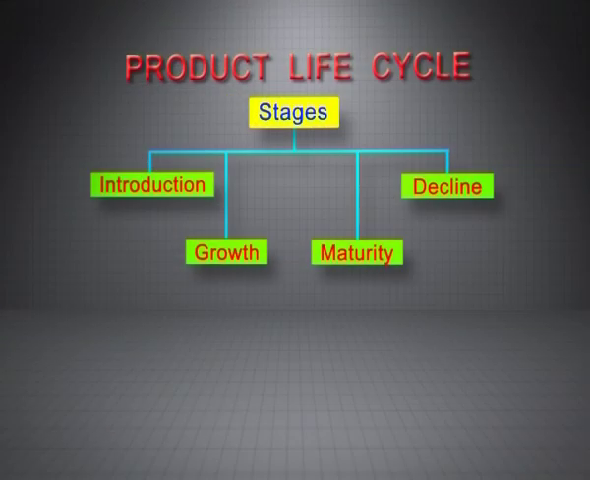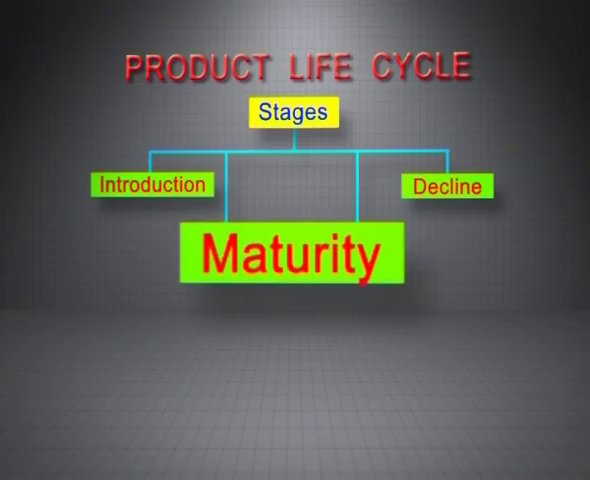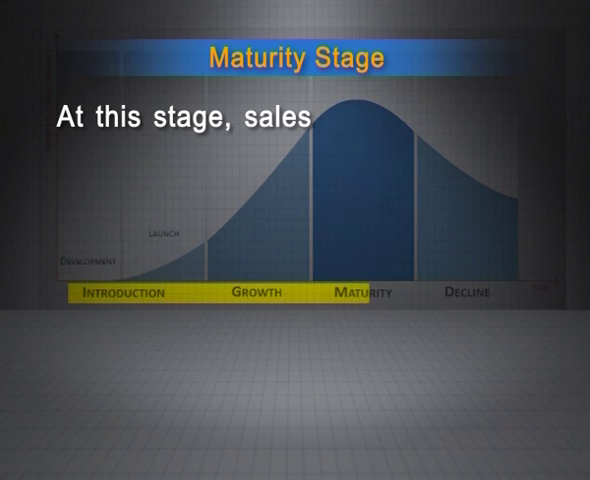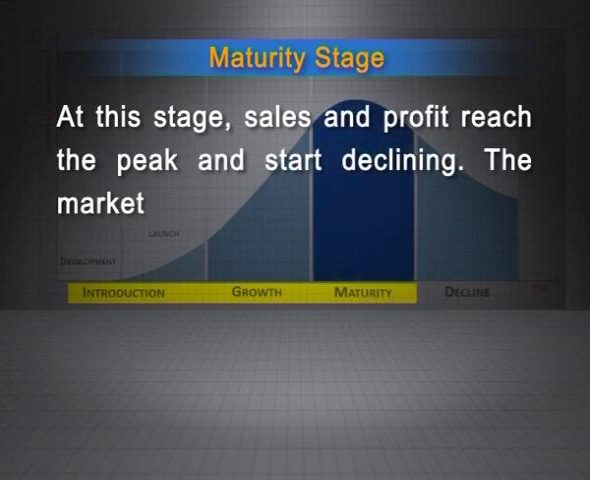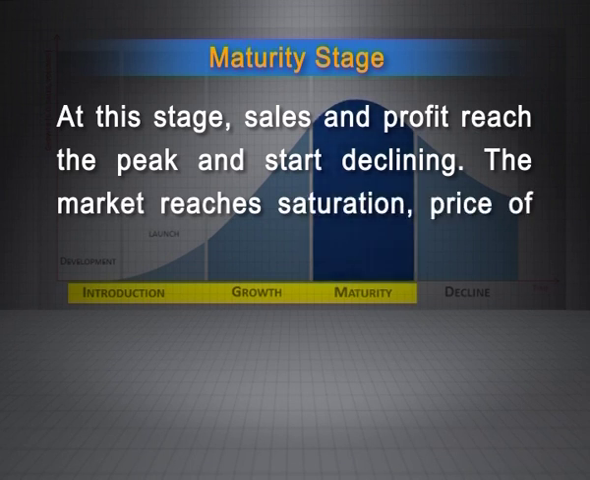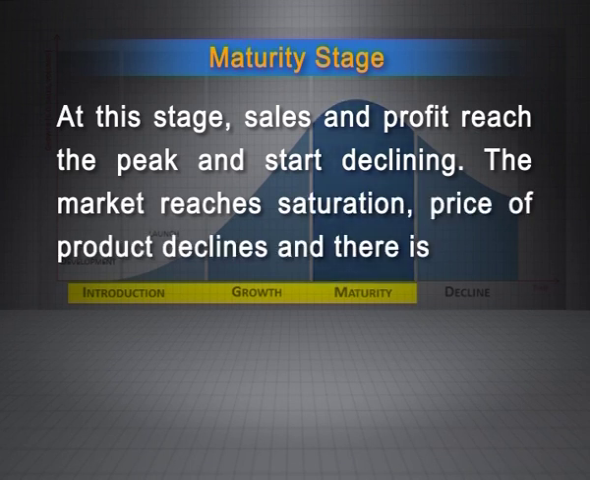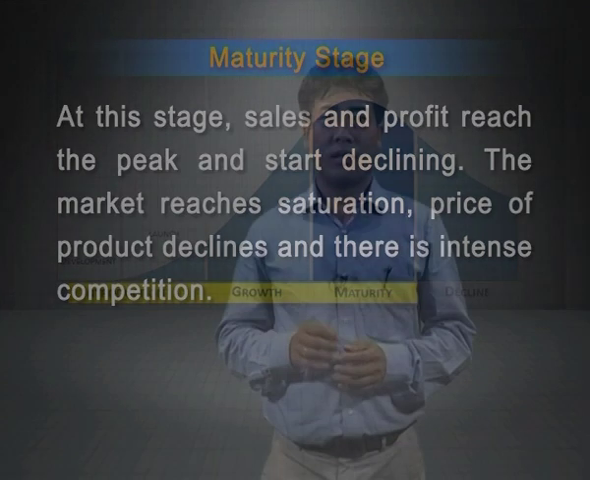Now, we come to the third stage of the product life cycle, that is the maturity stage. The maturity stage is generally the longest stage of the product life cycle. At this stage, sales and profit reach the peak and start declining. The market reaches saturation, the price of the product declines, and there is intense competition. Most of the products in the market are in this stage.